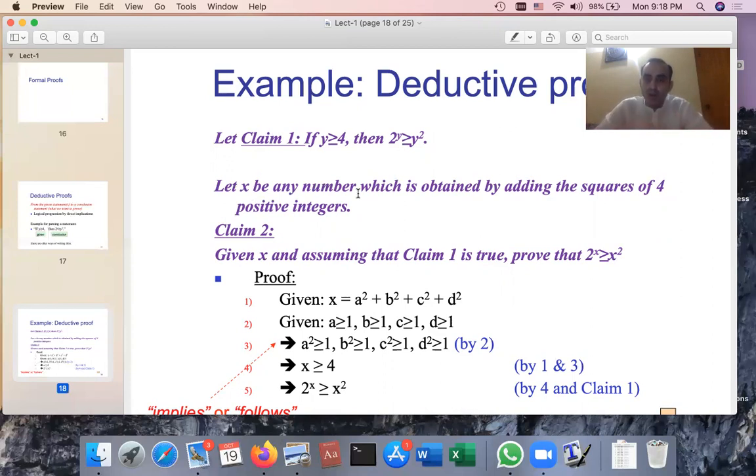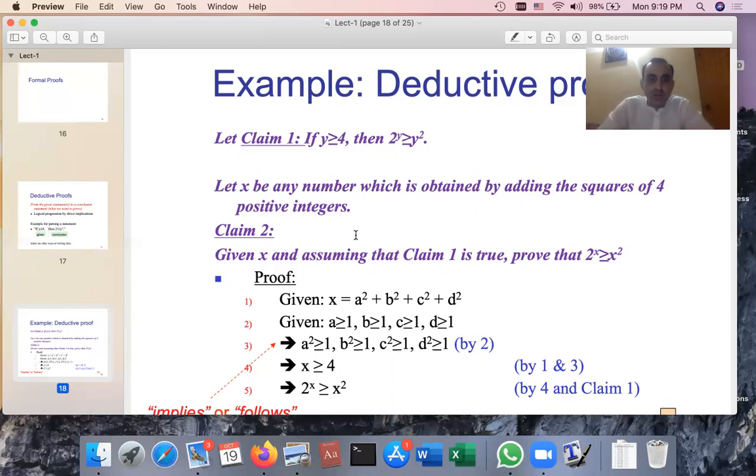And we can obtain that number by adding the squares of four positive integers. Which means that we can take four positive integers, then calculate the square of each, and then sum up all these results, and the number that we finally obtain will be x. So this is our supposition.